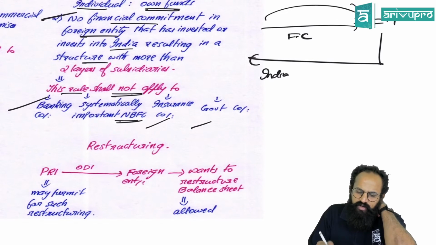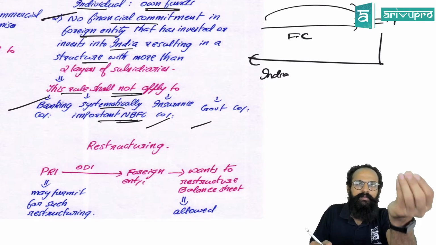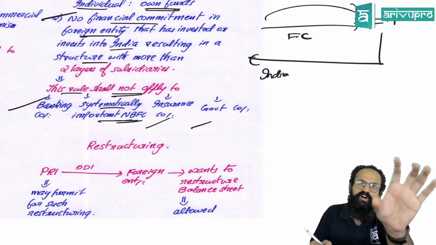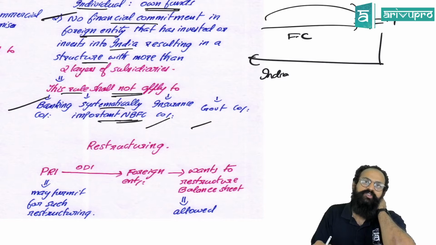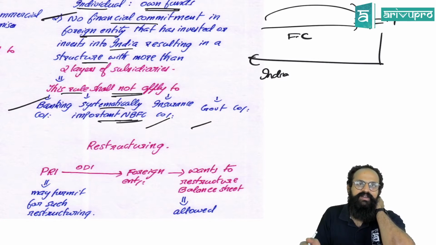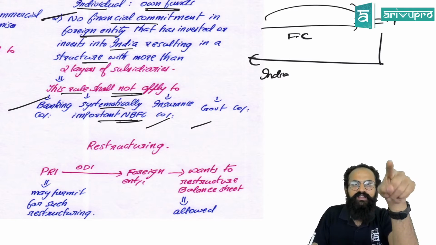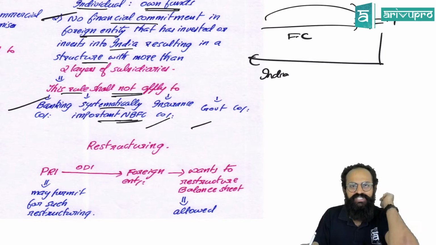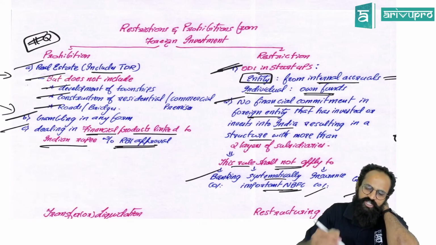Sir, systemically important NBFC means they have an asset size of not less than 500 crores. Their assets are not less than 500 crores. Such NBFCs are called systemically important NBFCs. Why do we call it systemically important NBFC? If such NBFCs fail, the entire economy will crash. So we call it important. Clear? Okay. So this is your prohibition, restriction.